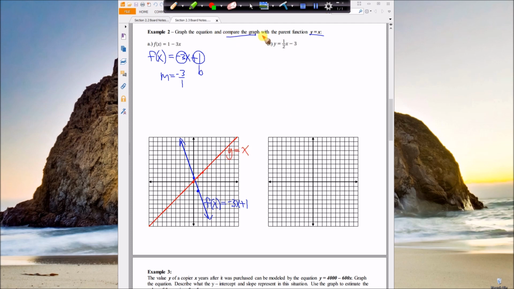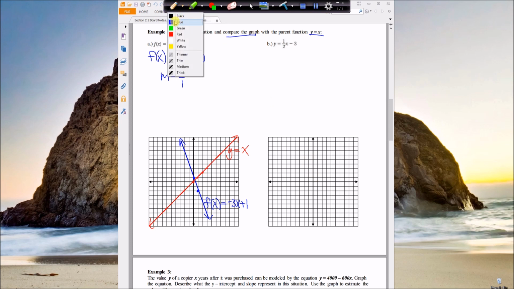And so when they say compare, how is this function different from the parent function? Well, it's different in that the slope is negative, so it's falling from left to right, and also the y-intercept has moved up 1. We'll do a lot more with this with transformations, but this is basically a transformation, and the slope is different. And so if we do the next one, I'll just go ahead and graph this very quickly.